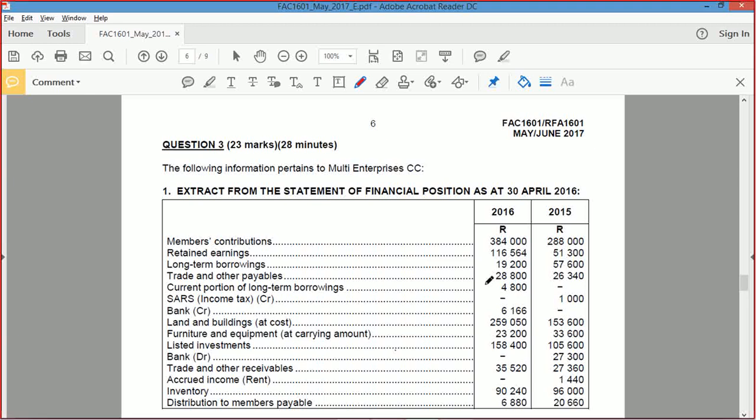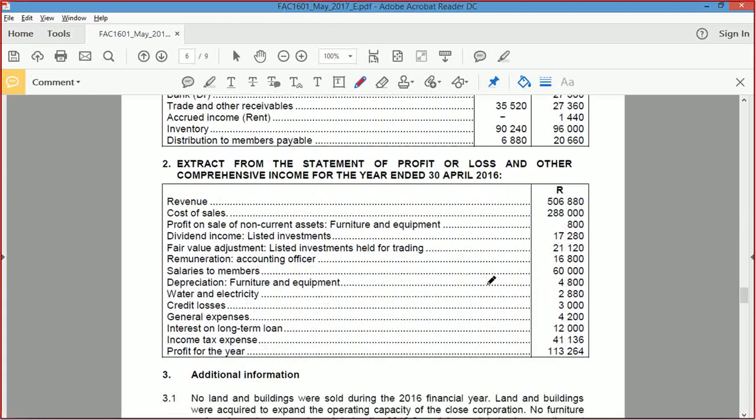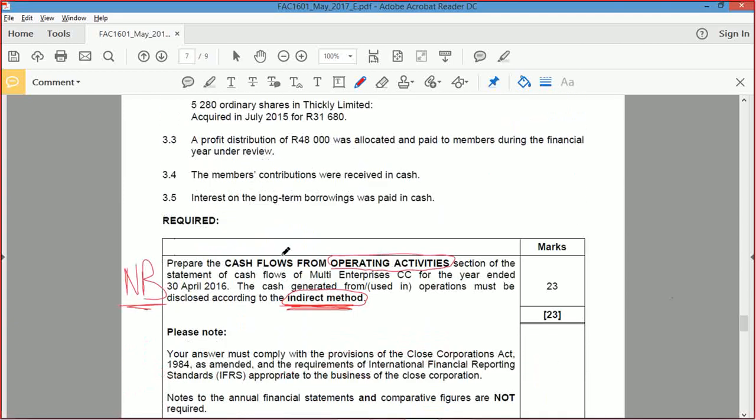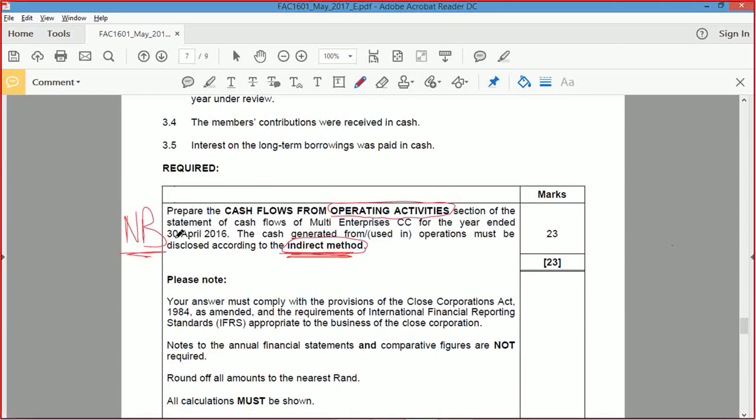Obviously, exam technique is important. So where must I start when I get a question like this? Well, it's normally here at the information. There weren't that many points, and we spoke about this, the required being important. Do they want the entire cash flow? No, just the indirect method and the operating activities. Yes, they just want the operating activities of the cash flow.